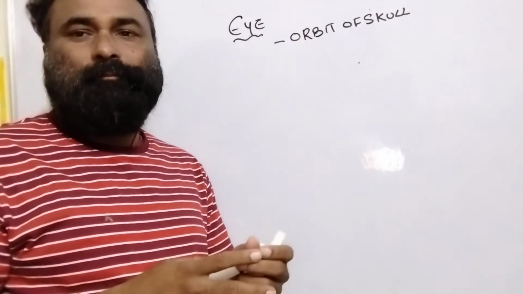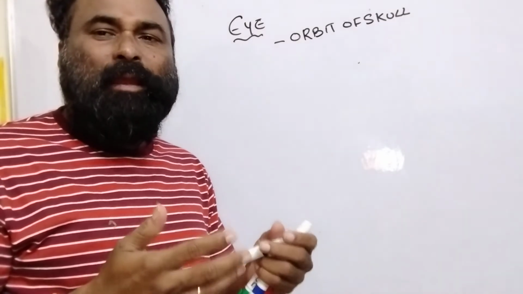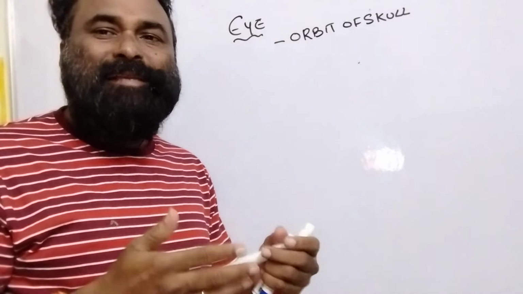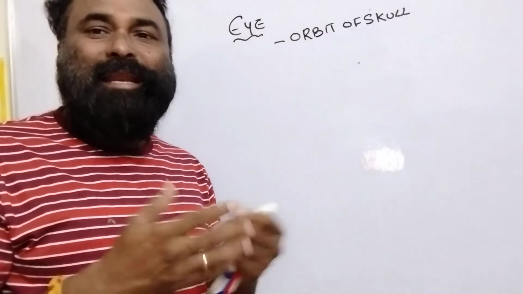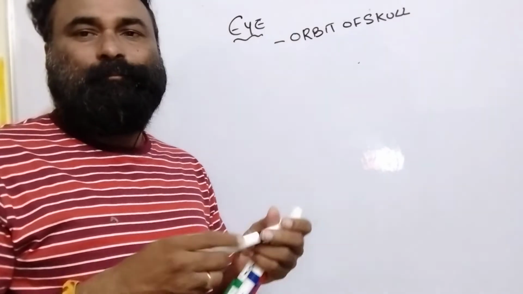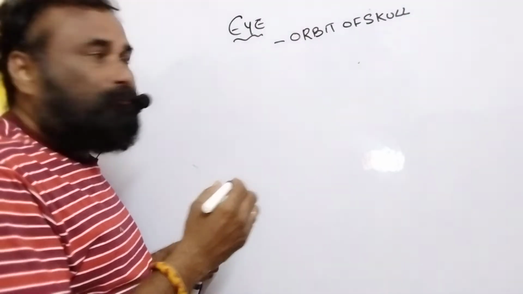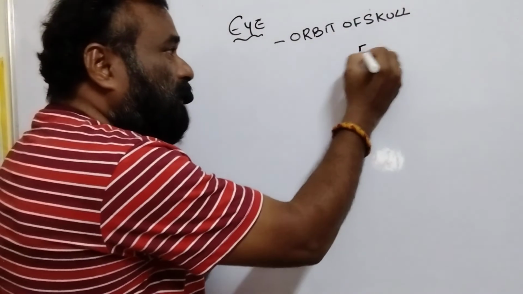Orbit of skull. How many eyes are there in a human being? There is a pair of eyes. There is a pair of orbits. Toward the structural concern, the eye has three portions.